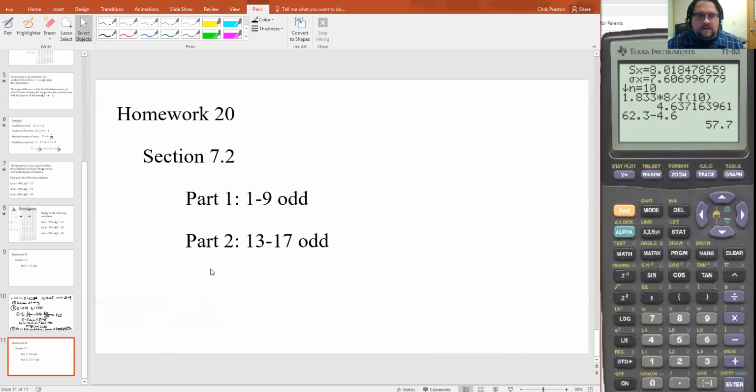All right. So for the rest of the assignment, do 13 through 17 odd. That's all we're doing. Again, it's very similar to 7.1. The only difference is we're using this new table, because we do not have the standard deviation of the population. All right, I will talk to you later. Goodbye.